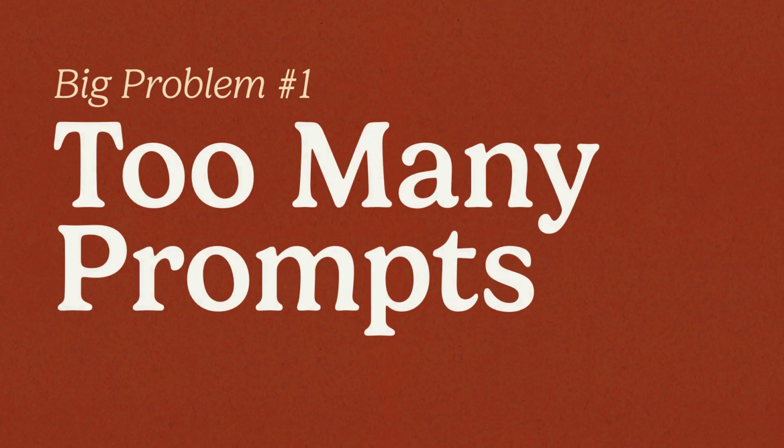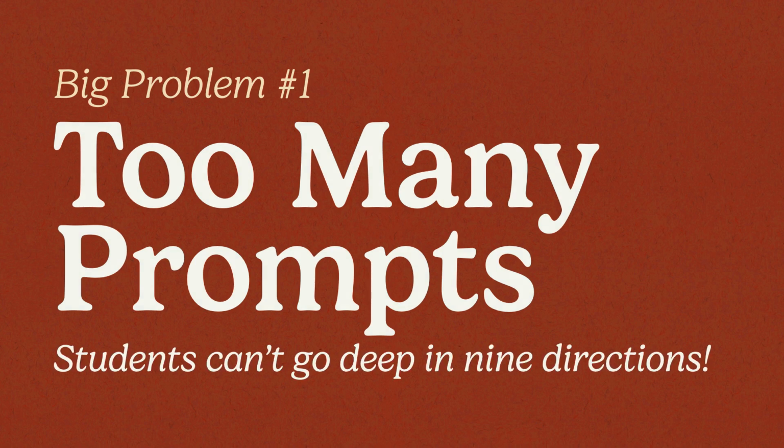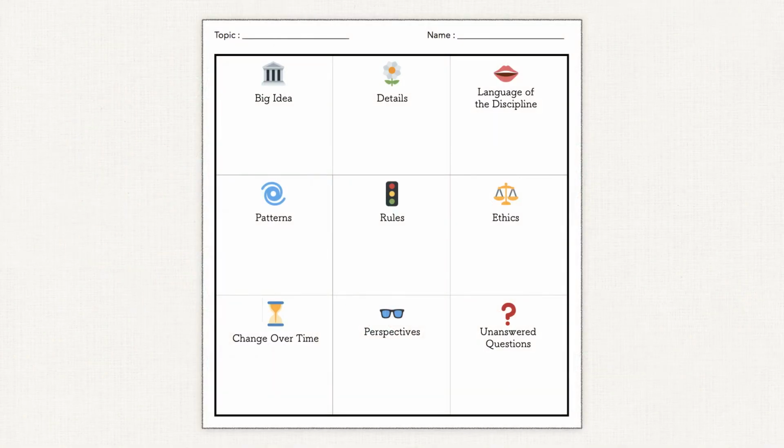Number 1, there's just too many prompts. My students cannot go deep in 9 different directions. So they're going to feel overwhelmed and rush through, which of course is going to lead to shallow thinking.